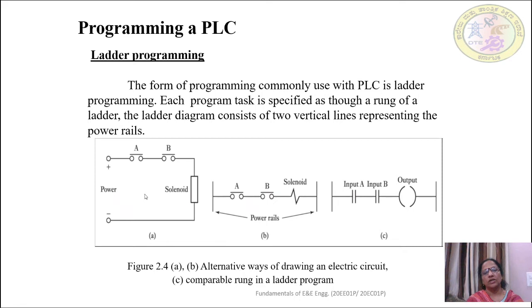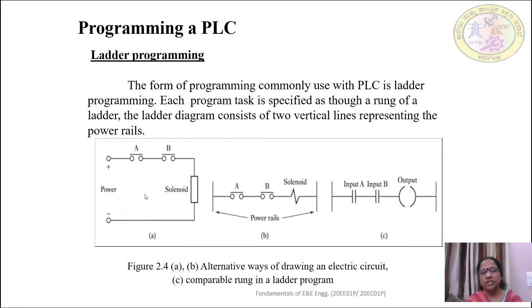For PLC, ladder programming is used. So the form of programming which is used for the PLC is ladder programming. Each program task is specified as a rung of the ladder. The ladder diagram consists of two vertical lines representing the power rails.